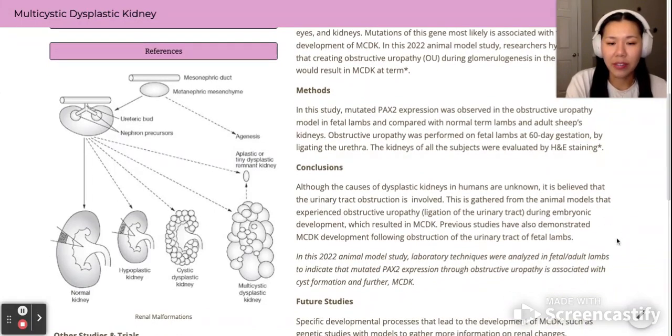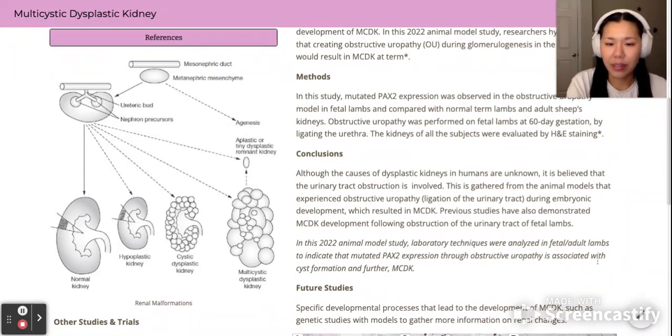So overall, in this study that was fairly recent in 2022, the H&E staining was done, which is basically just staining the cells to see them a little bit better, a little bit clearer. These techniques were analyzed in fetal and adult lambs to indicate that the mutated PAX2 expression through the obstructive uropathy is associated with cyst formation and further MCDK.